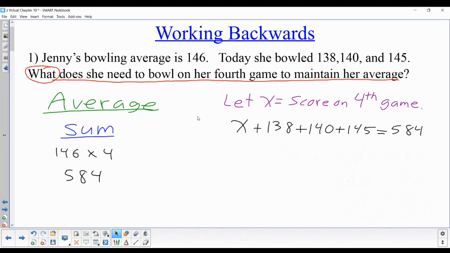Find out what the sum would be. When you're doing these more advanced problems, the sum is going to be the thing that is your focus, the 584. Add your games together, make them equal to 584, and then solve.